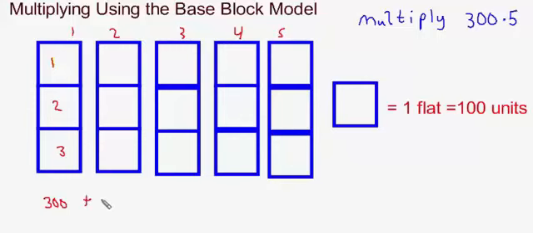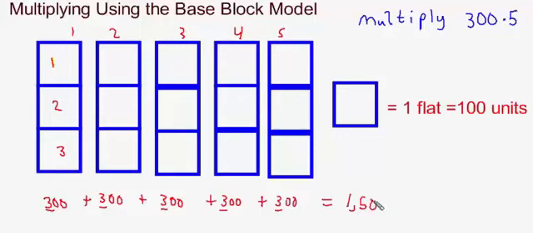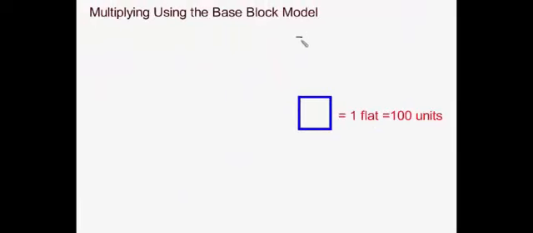That would be 300 plus 300 plus 300 plus 300 plus 300 more. If you add 300 5 times, that's the equivalent of making 5 copies of 300. And if you did that, you would get 3, 6, 9, 12, 1,500. So 300 times 5 is equal to 1,500.